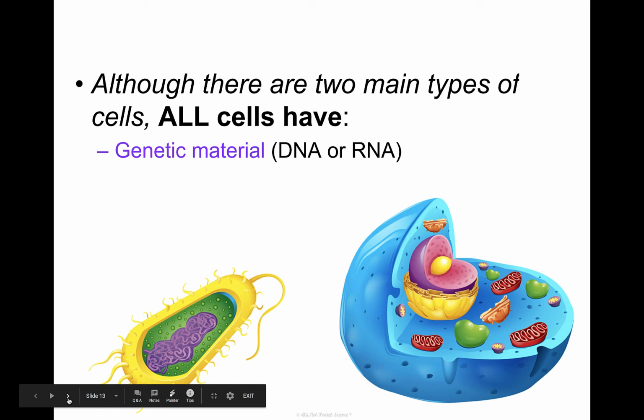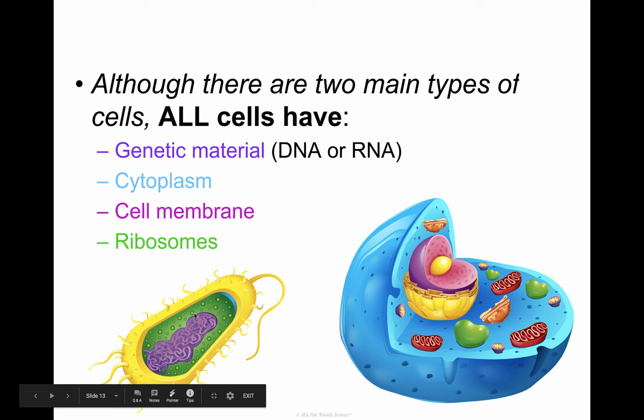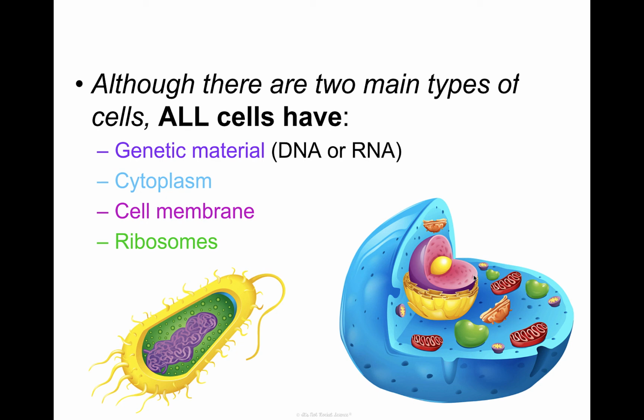Even knowing we've gone through these two different kinds of cells, the prokaryotic cell or the bacterial cell, and the plant and animal cell, which is the eukaryotic cell, these do have certain things in common. And those things would be the DNA, cytoplasm, that's this gel-like substance. Here it's green, here it's blue. A cell membrane, and ribosomes. Ribosomes are what build the proteins. So these two different kinds of cells do have all of these things in common.